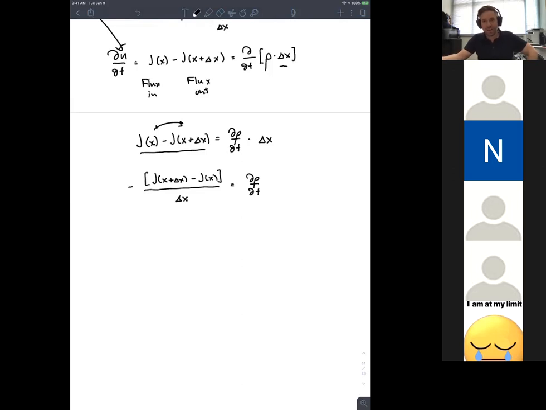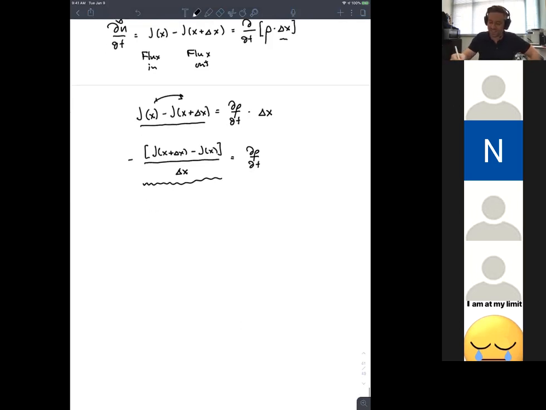All right, so now all I do is take the limit as delta x goes to 0, and this thing over here turns into a partial space derivative, right? Because that's the definition of a partial space derivative. So in other words, what we get is this: the time derivative of the concentration profile is equal to the negative spatial derivative of the flux.